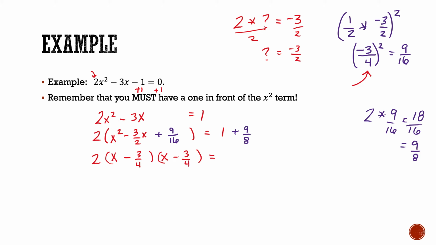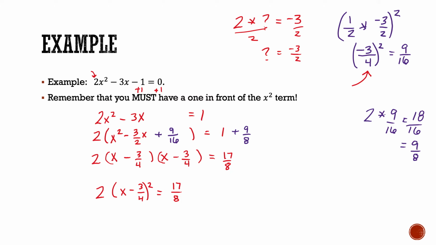And then I'm going to use my calculator, if I need it, to add these two terms together on the right-hand side, and I'm going to get 17 over 8. So now I'll put this together. I have 2 of these x minus 3/4 squared is equal to 17 over 8.